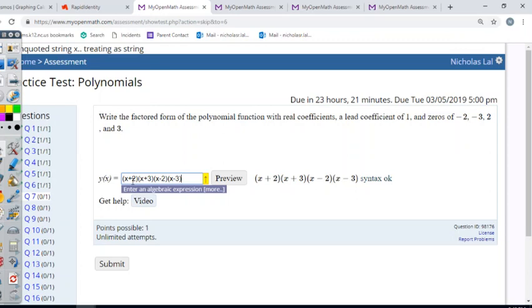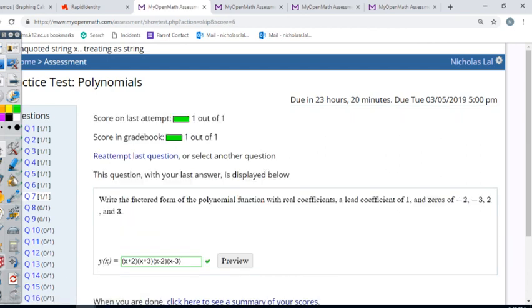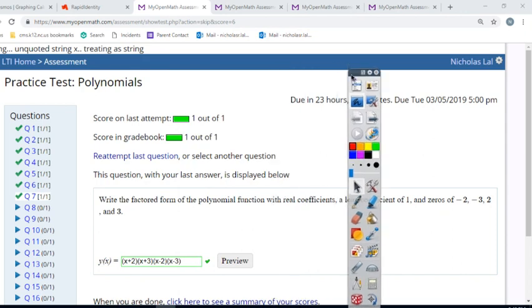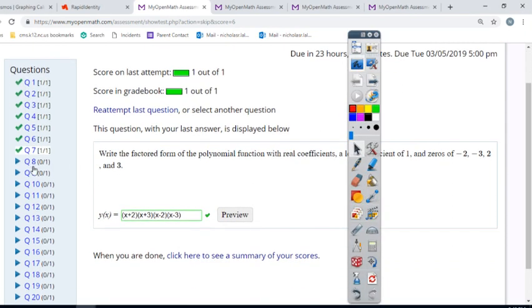So this could be x squared minus 9 times x squared minus 4. Anyway, let's hit submit. 1 out of 1. Got it all correct. Excellent. So this is just simply knowing how to identify zeros and factors.